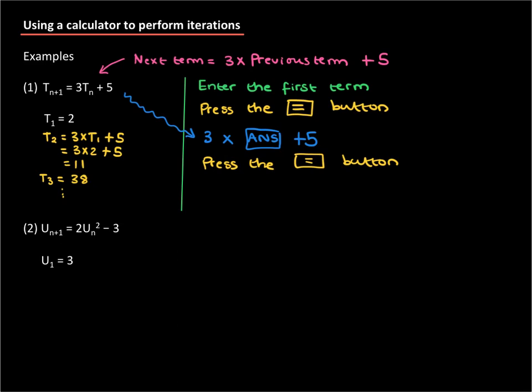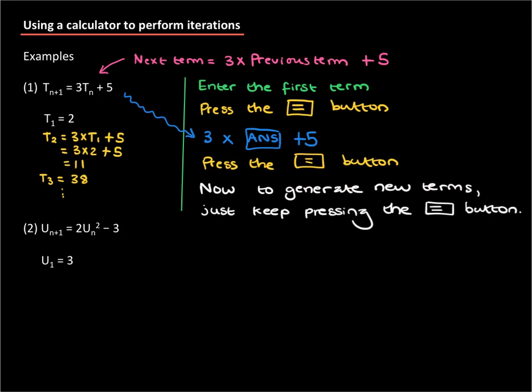Now, all you have to do to generate the next term and the terms after that is to keep pressing the equals button. So press the equals button again once and you should find you get term 3, which is 38. Now the beauty of this is that you can keep generating new terms by simply pressing the equals sign. You don't have to input the formula in again because you did that at this stage here and you set it up as an iteration by using the answer key on your calculator. Now this will be fantastic a little bit later on when we come to solve equations using the process of iteration.